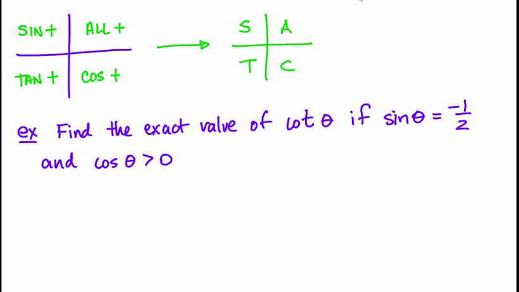So here's the first question. We want to know the exact value, and that's just a ratio fraction for cotan theta, if sine theta is worth negative a half and cosine theta is bigger than 0.